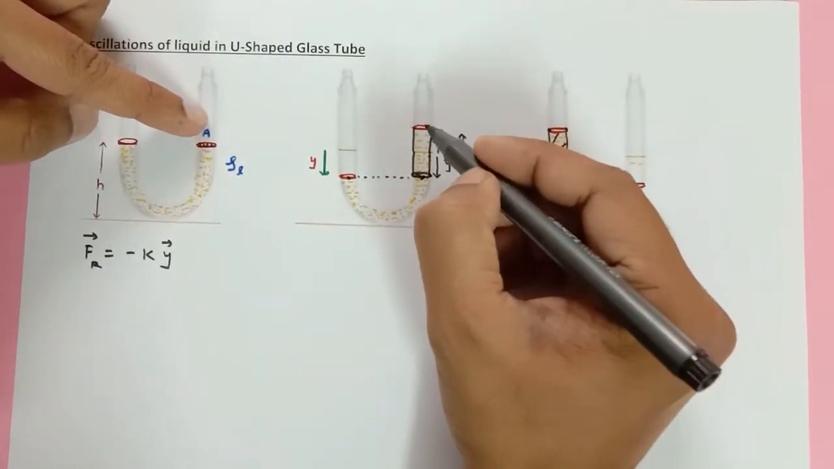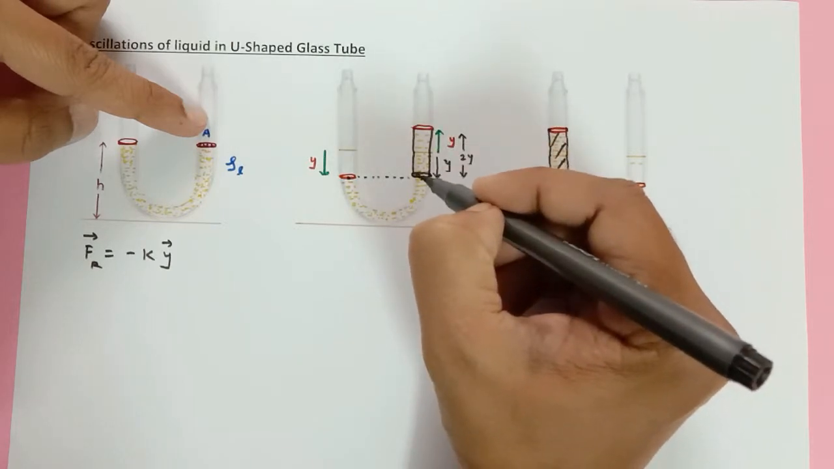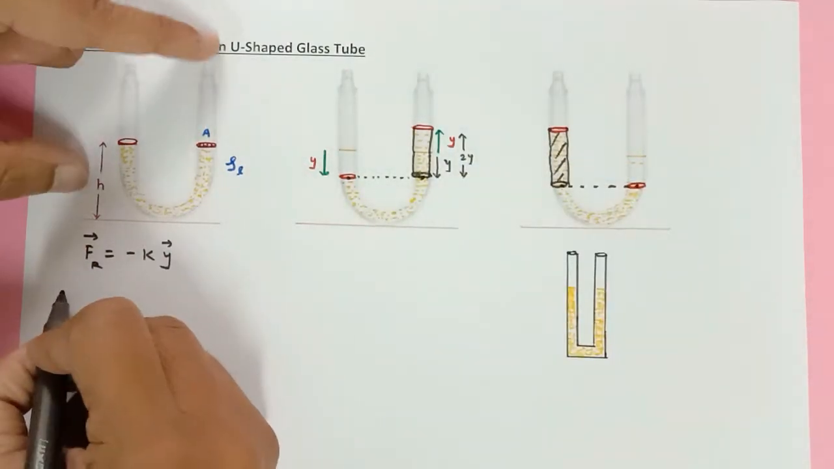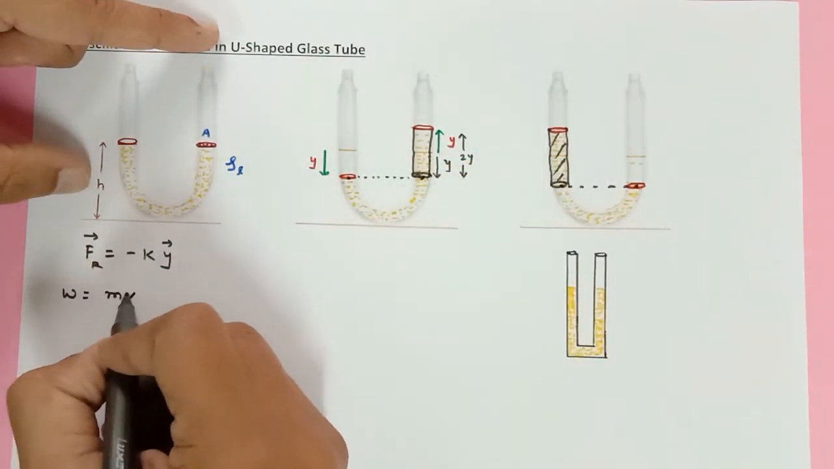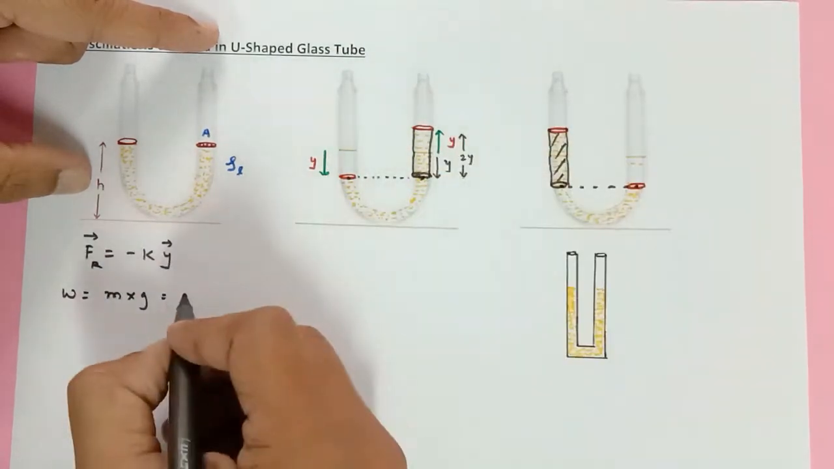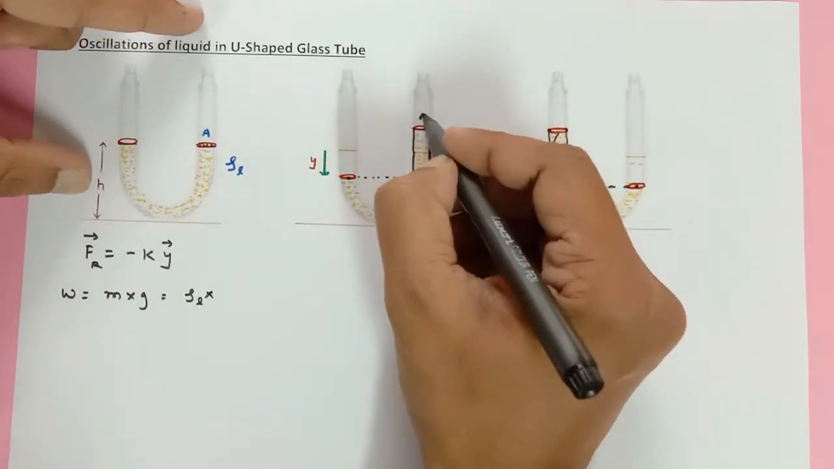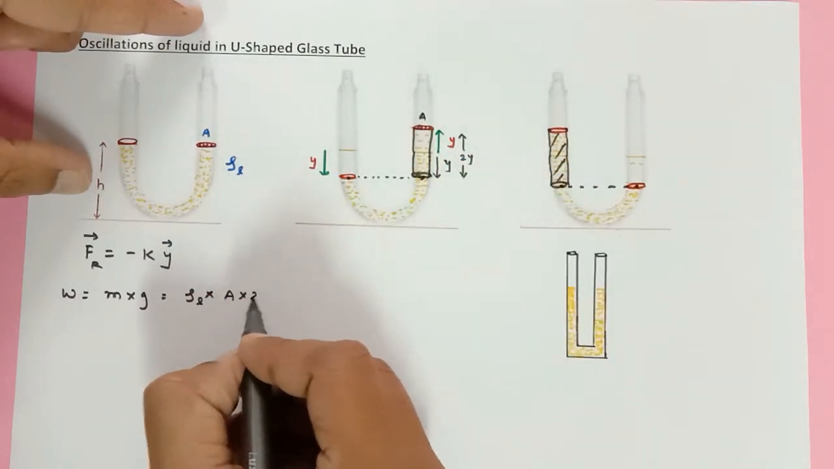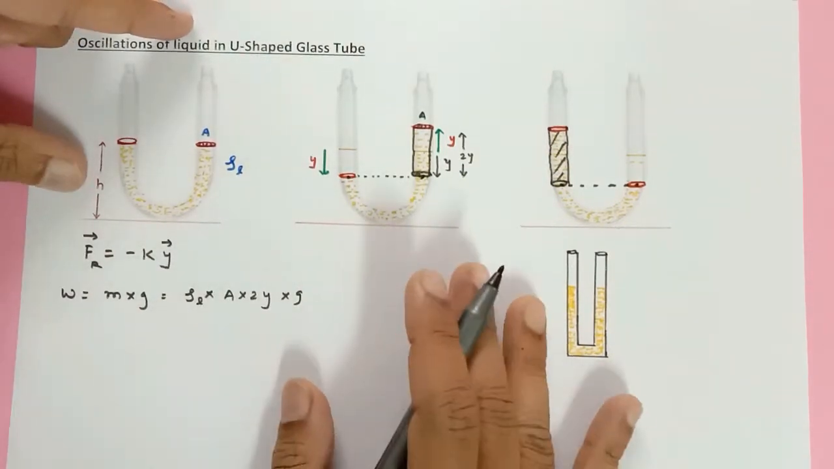So let me find out first of all the weight of this liquid column, because this weight is responsible for the pressure and that weight is responsible for the oscillation. So weight of this liquid column is equal to m into g, where m is the mass of this liquid column, that is equal to density of the liquid times the volume of this column. Volume of this column is A, that is the area, multiplied by the height, that is 2y, times g. So this is mass and this is the acceleration due to gravity, correct?